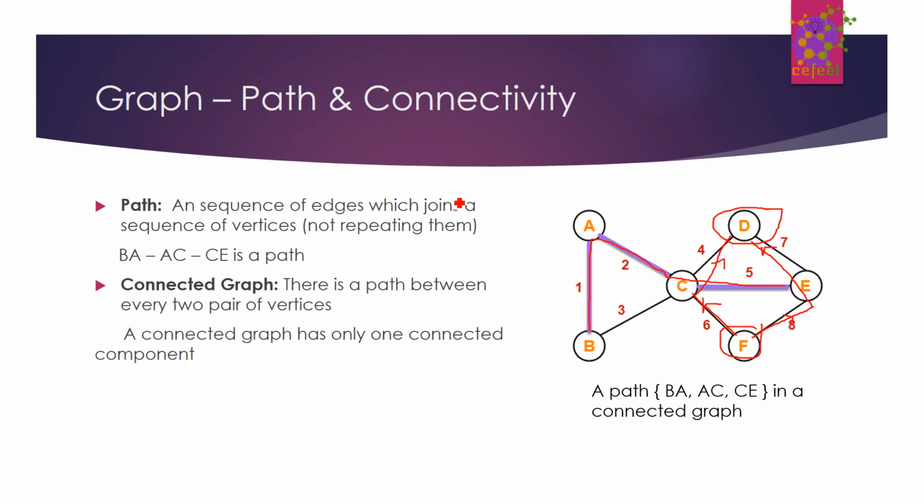So a connected graph is a graph where you pick any 2 vertices, there should be at least one path. In fact, a connected graph always has one connected component, which means if you view the graph from an aerial view, you would see that you cannot break the graph into multiple components or 2 components.